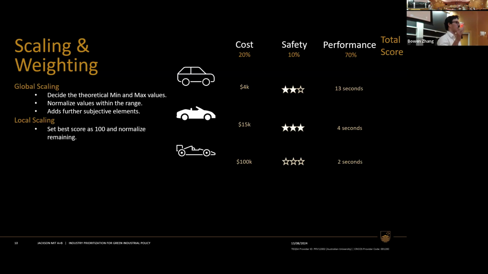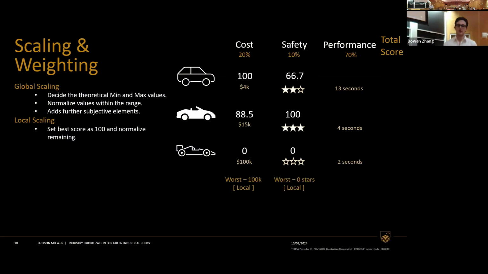You can normalize it linearly or following different functions. We've stuck with linear normalization, because we didn't think we needed to go any further than that. And then local scaling is doing the same, except you're setting your worst score and your best score as 0 and 100, or whatever scores you normalize in between. So again, I'll skip through these on time, but those are some examples of doing it.